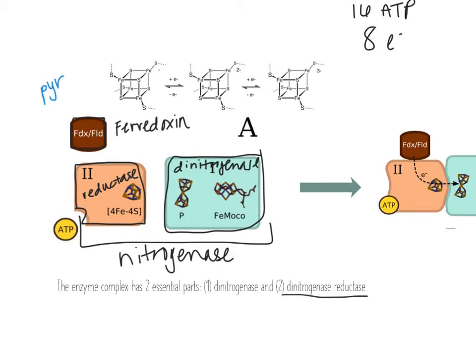Pyruvate can give 2 electrons at a time. So that means in total, if we need 8 electrons and each pyruvate is holding on to 2, we're going to need 4 of these total. Because the first thing that happens is pyruvate will pass electrons 2 at a time to ferredoxin. And this reaction that ferredoxin catalyzes is extraordinarily similar to an enzyme called the PDC.